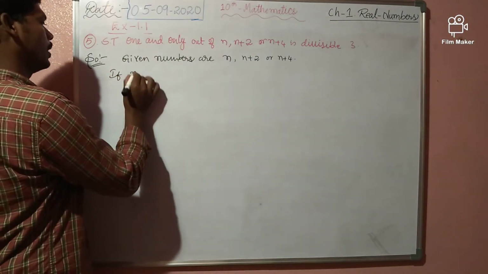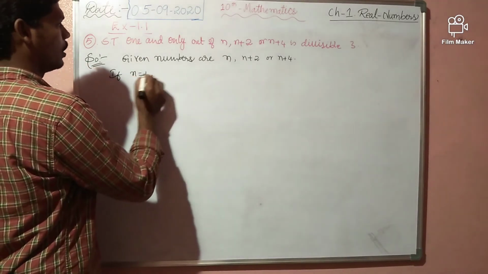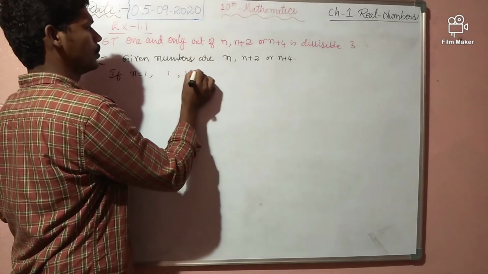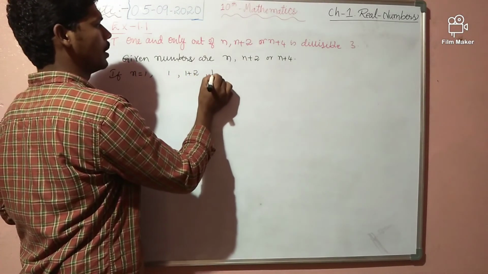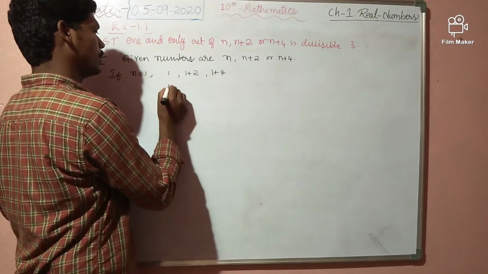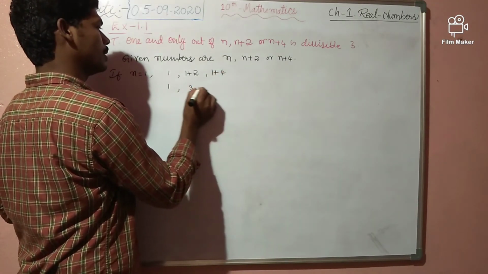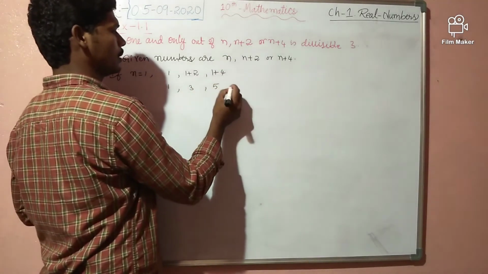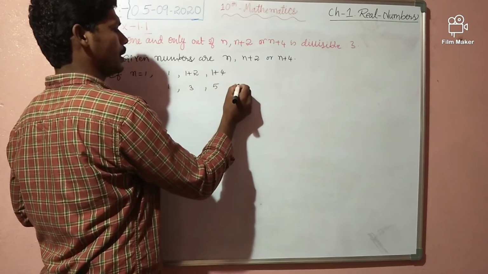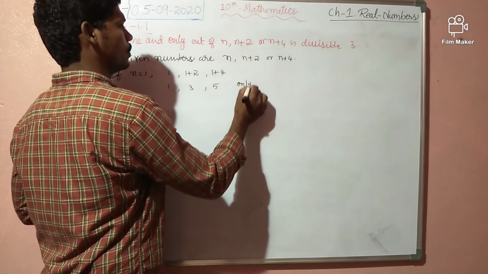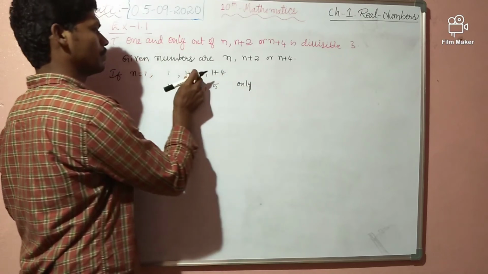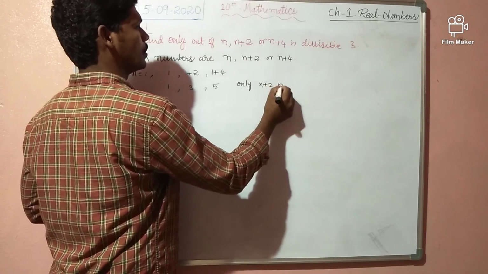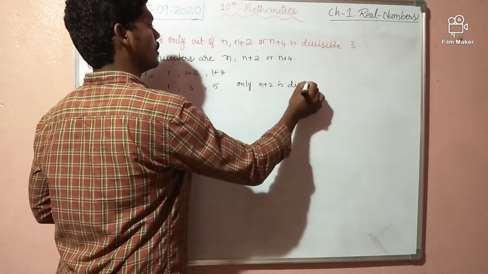If we take n equal to 1, the numbers become 1, 1 + 2, 1 + 4. So this is 1 as it is, 1 + 2 is 3, 1 + 4 is 5. Among these three numbers, only 3 is divisible by 3. Only n + 2 is divisible by 3.